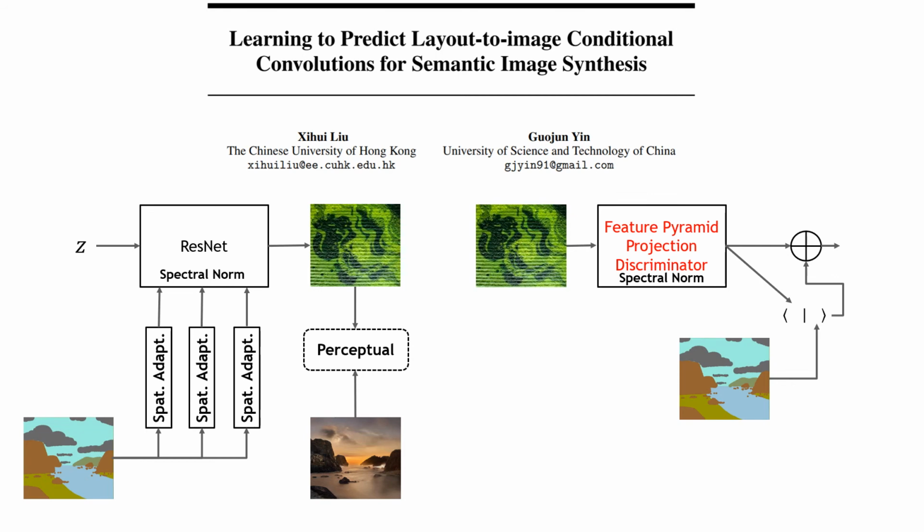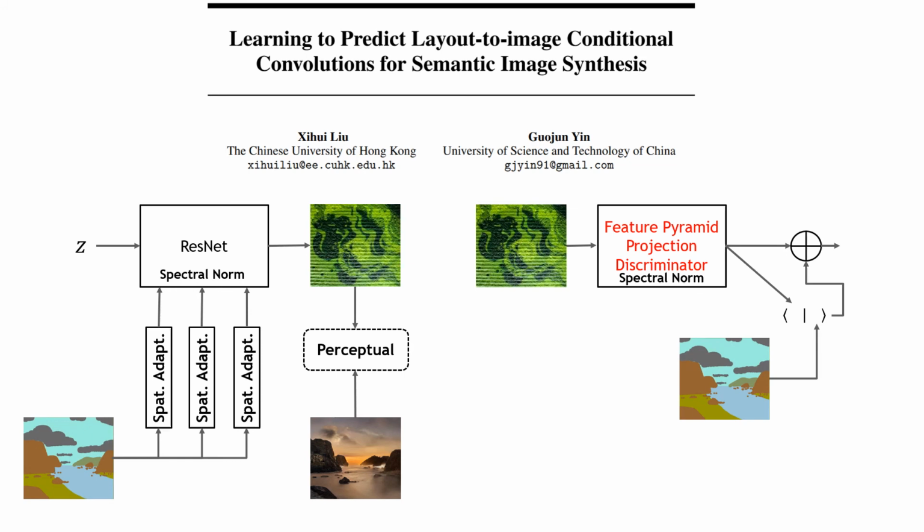Okay, now let's talk about another recent paper, Learning to Predict Layout-to-Image Conditional Convolutions for Semantic Image Synthesis. This paper adapts a couple of things from the previous SPADE paper. They still use a spatially adaptive operation, but instead of demodulation, they predict the convolution kernel. But more interestingly, they replaced the PatchGAN with this feature pyramid projection discriminator.